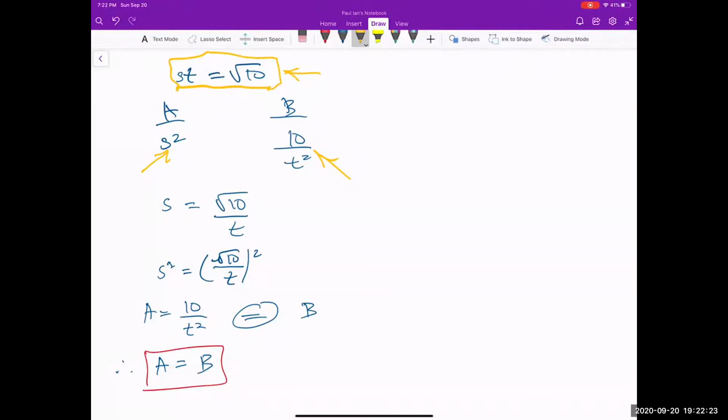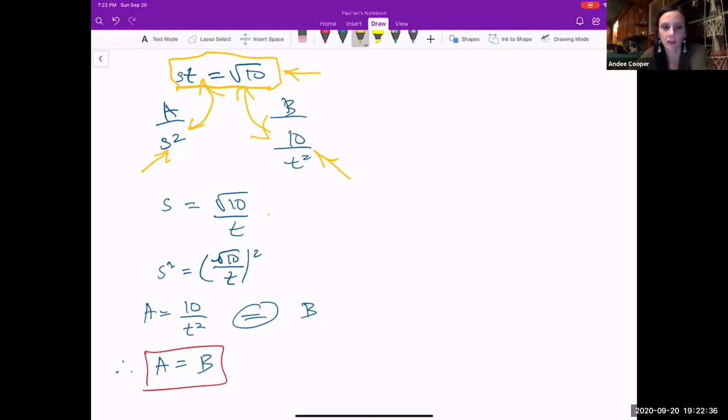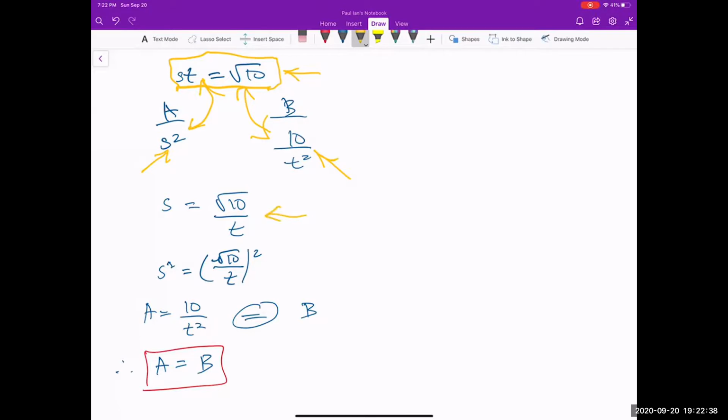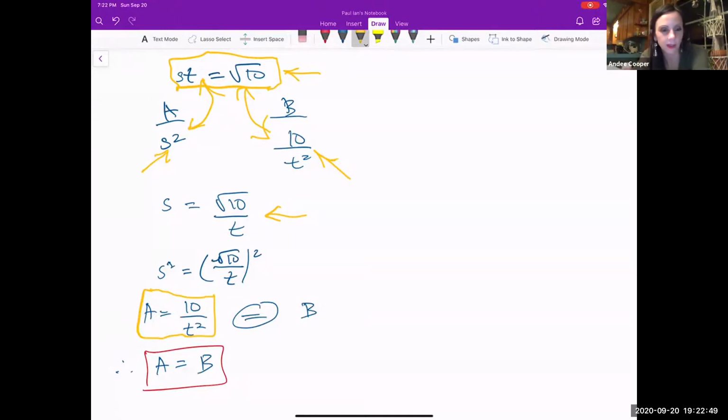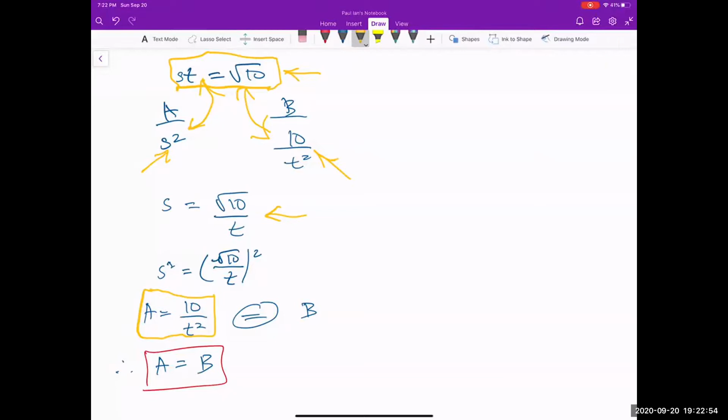What you usually do with these is you want to plug something in somewhere. You could either take the S route or the T route, it doesn't matter. I took the S route. I selected the S, and once you do that, you're going to see that A becomes the same thing. So S equals the square root of 10 over T.